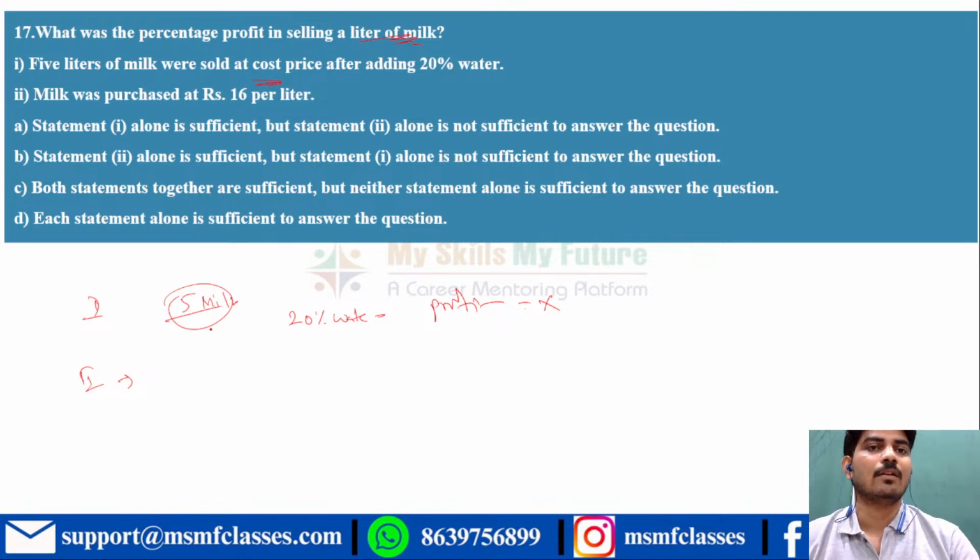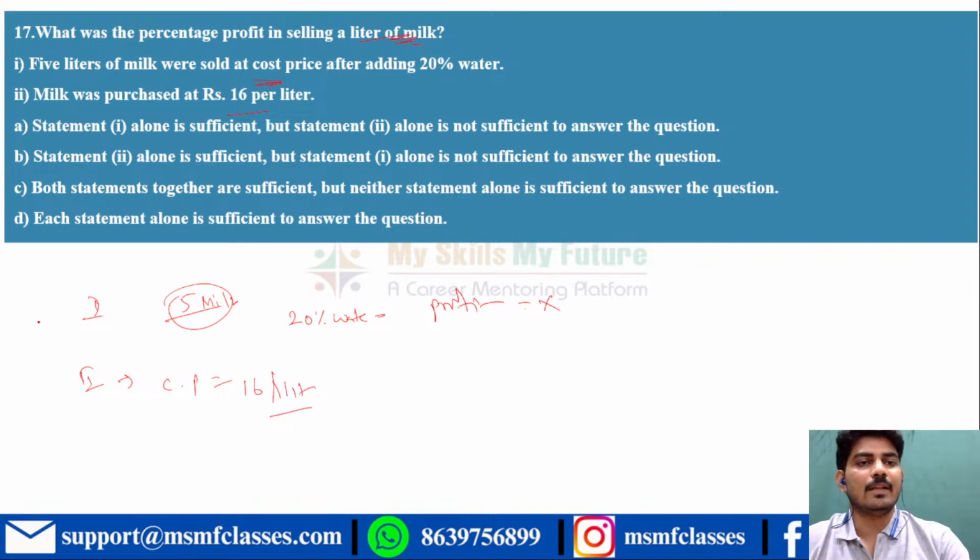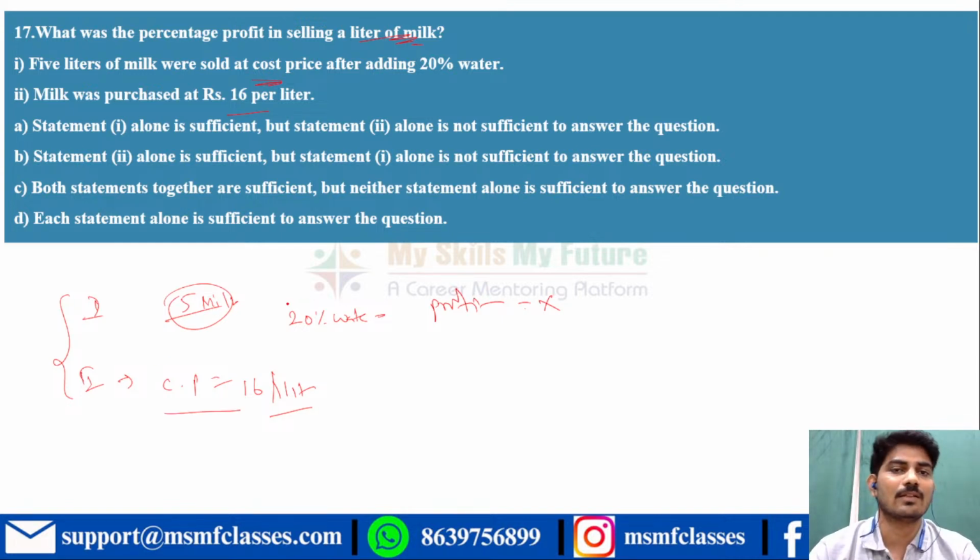Milk was purchased, so he is giving the cost price here. The cost price was 16 rupees per liter. By combining these two statements, since the cost price is given here, and from the first statement we can easily find the selling price of each liter of milk. So only by combining these two statements will I be able to get the answer. Both statements together are sufficient, but neither statement alone is sufficient to answer. That was exactly the correct answer for this question. So C has answered option B, which is exactly correct. Okay, we are moving to the next question.